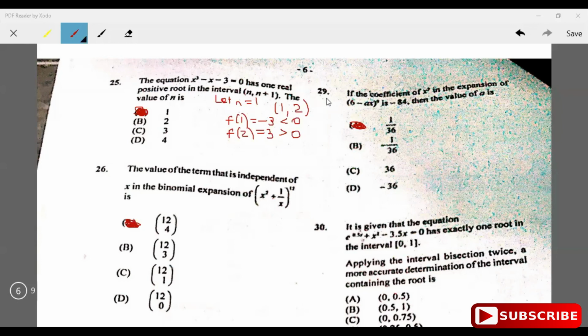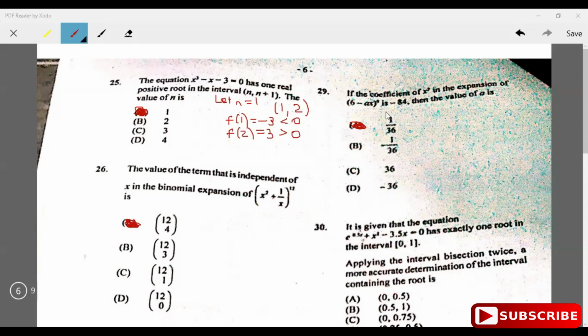We check f of 2, sir. Yeah, so we check f of 2 and we get 3, because 2 cubed is 8, 8 minus 2 is 6, 6 minus 3 is 3. So f of 1 is less than 0 and f of 2 is greater than 0. And so clearly the root lies on 1, 2, and that is when n is 1.